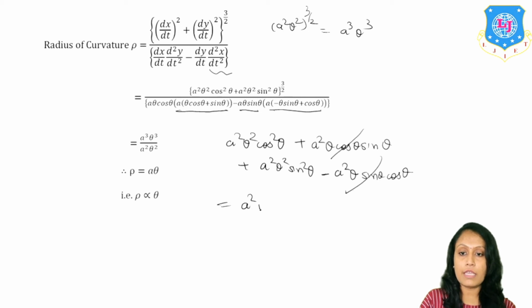We can take out a square theta square common. So cos square theta plus sin square theta is 1, right? So substitute a square theta square over here. Now a square theta square will get cancelled. So the answer of rho is what? A theta. So we can say that rho is proportional to theta, means as theta varies, rho varies.